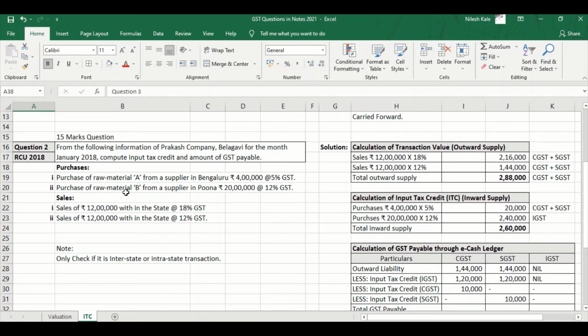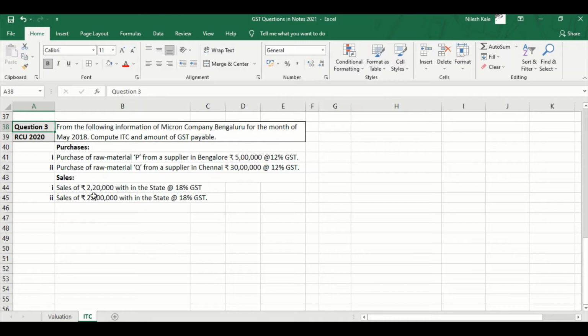So this is the previous question which we had solved. From the following information of Prakash company, two purchase transactions, two sales transactions, and in sales transactions both are within the state transactions. Here also in sales transactions both are within the state transactions. Only the values have been changed, but since it is the request from all the students, we are solving this question again, right? So let us start with the solution.